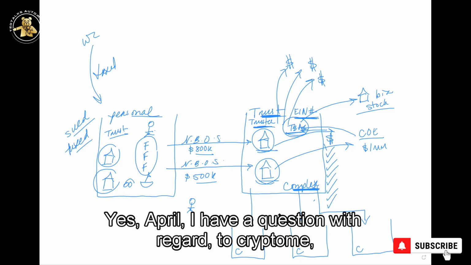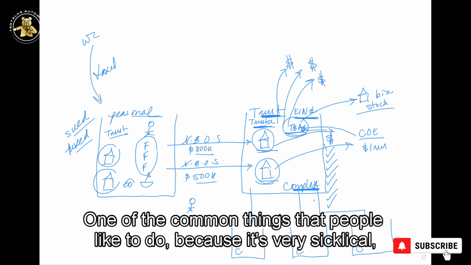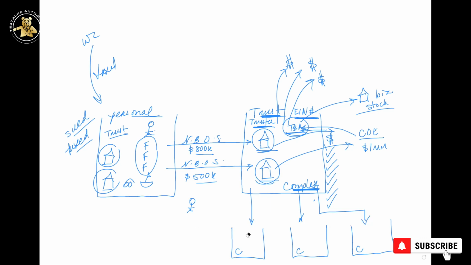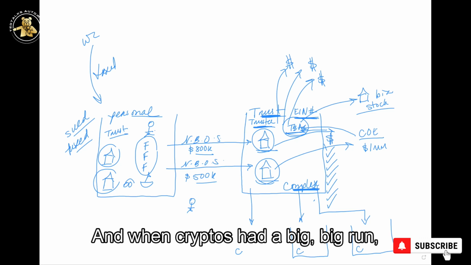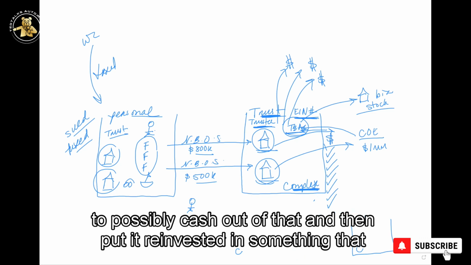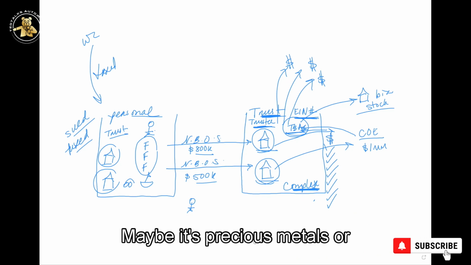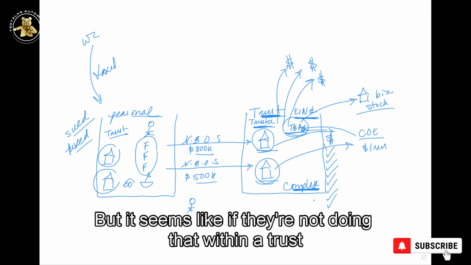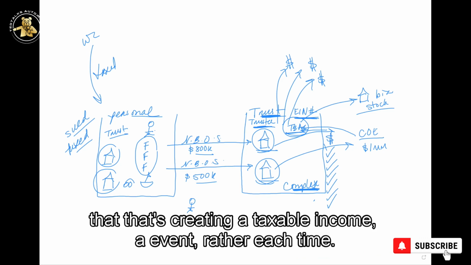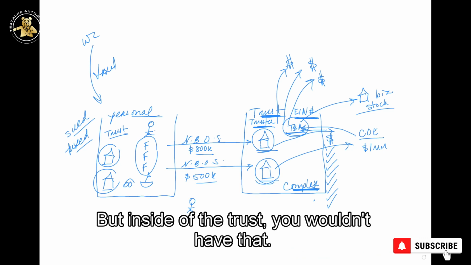Yes, April. I have a question with regard to crypto. One of the common things that people like to do, because it's very cyclical, is when crypto's had a big run, to possibly cash out of that and then reinvest it in something that they think will be a better horse to ride at that time. Maybe it's precious metals or real estate, but it seems like if they're not doing that within a trust, that's creating a taxable income event each time, but inside of the trust, you wouldn't have that.